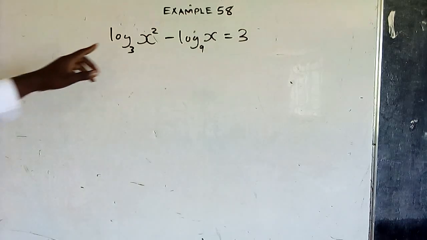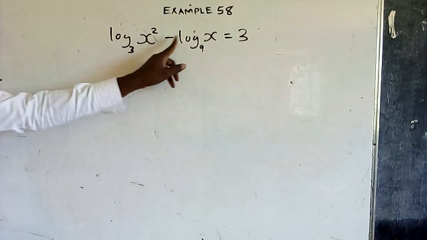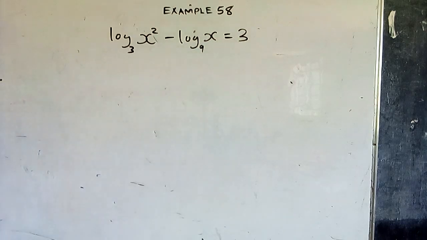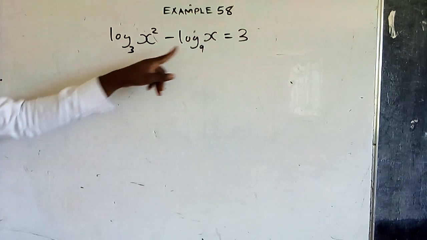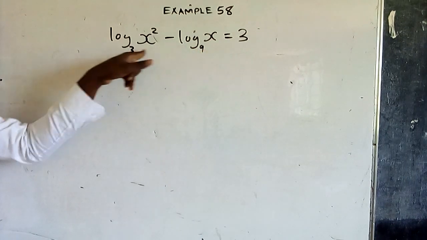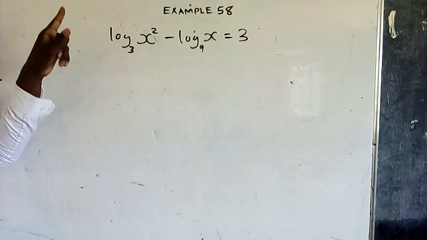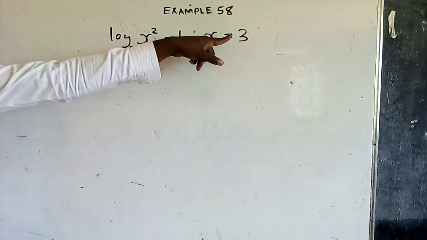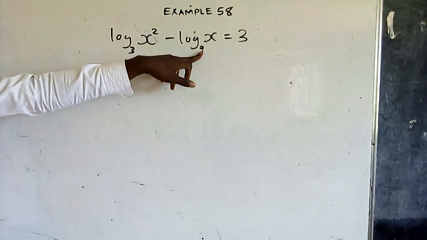Example number 58: log x squared to base 3 minus log x to base 9 is equal to 3. You can only solve a logarithmic equation if you have the same base. So if this base is 3 and this is 9, it means 9 can be taken to base 3. That is the first step before we introduce base 3 on the other side. We take this to base 3.